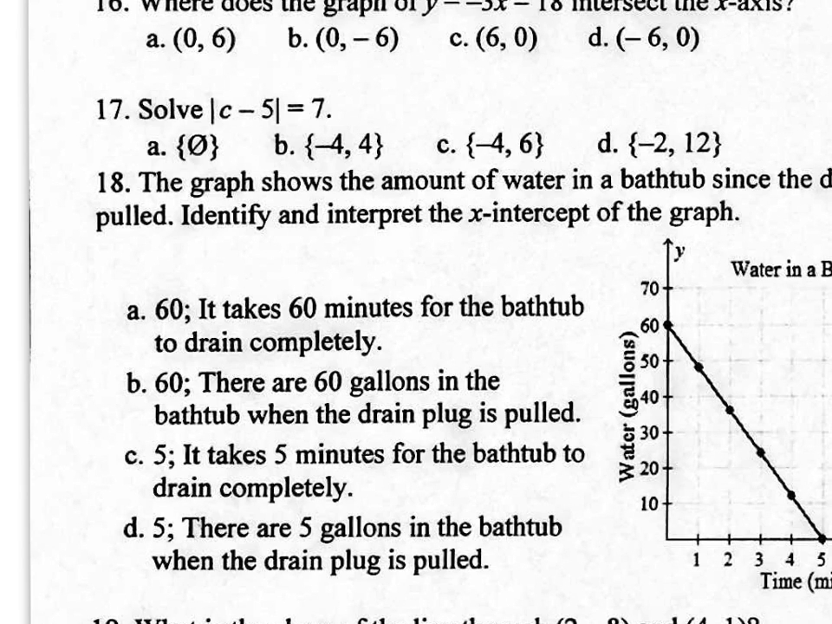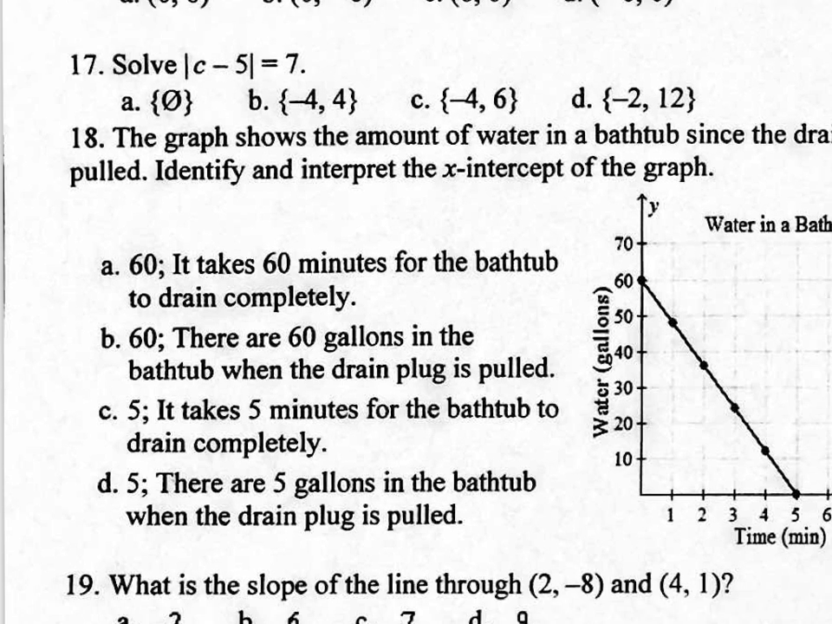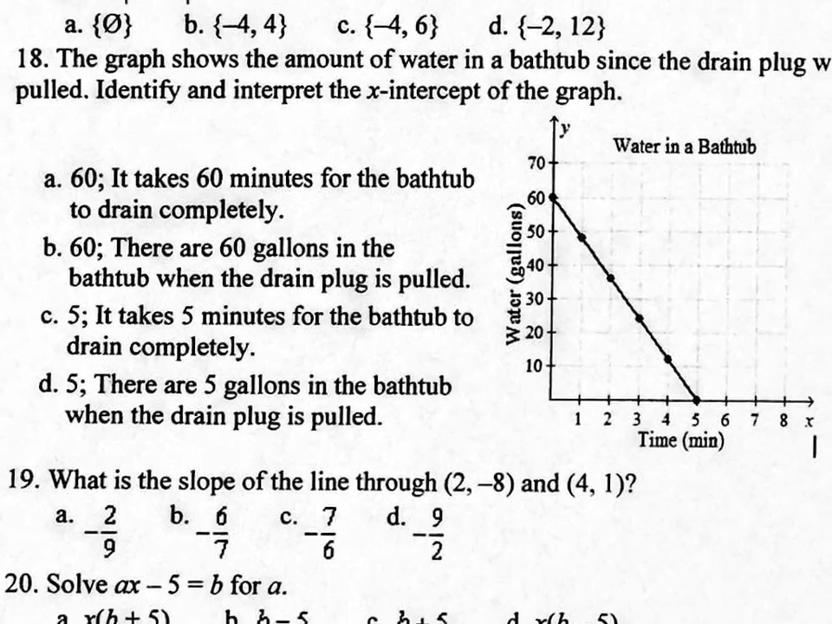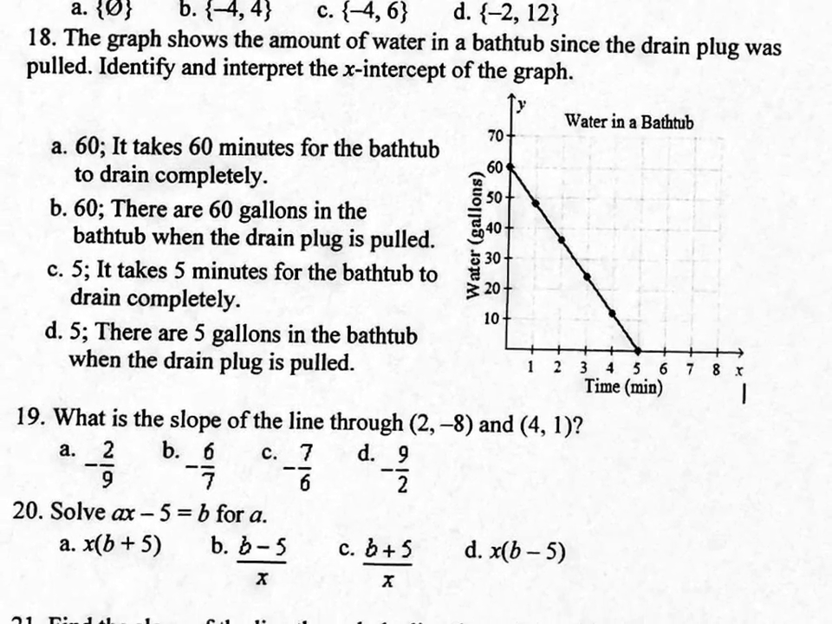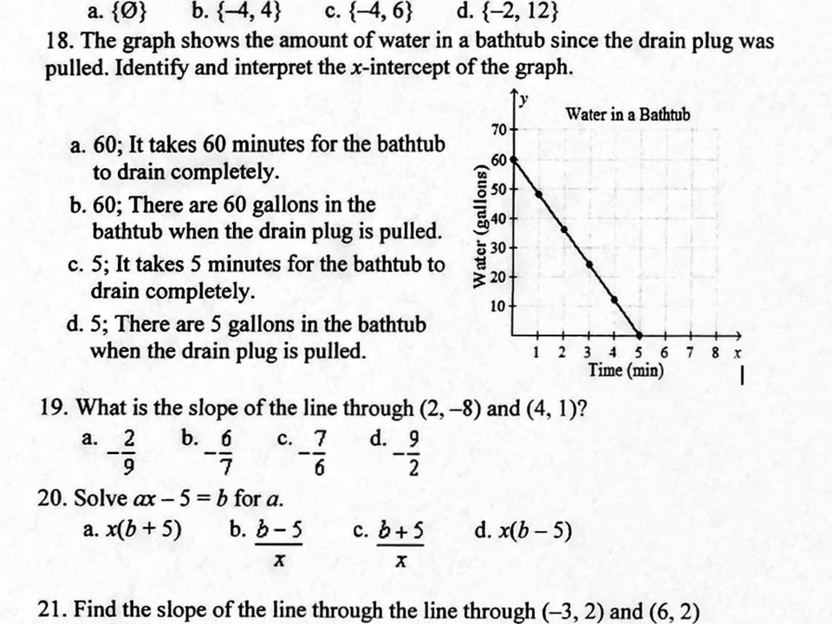Number 17, once again, I believe you guys could handle that on your own. You're going to do the positive situation and the negative situation. Solve both, you get your two answers. Number 18, the graph shows the amount of water in a bathtub since the drain plug was pulled. Identify and interpret the x-intercept of the graph.